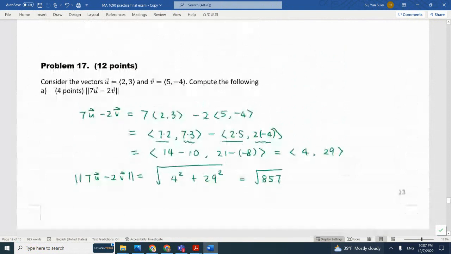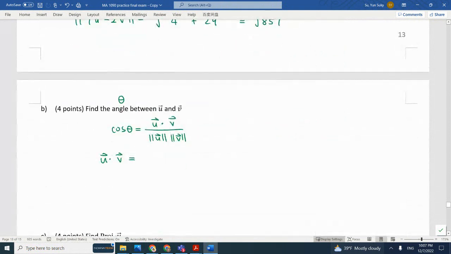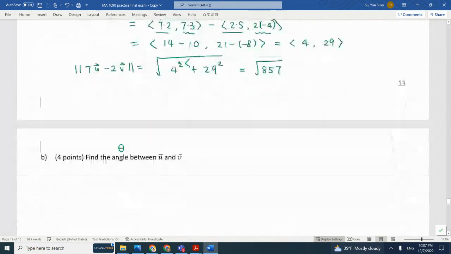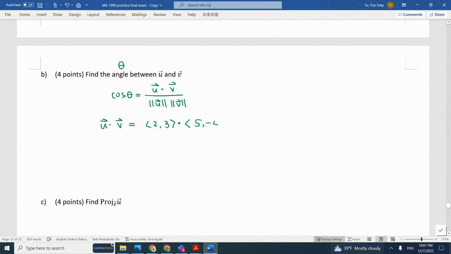So u dot v, where u is (2, 3) and v is (5, -4). Dot product means you multiply the first components, so 2 times 5, and add the product of the second components, 3 times -4. So this is how we compute the dot product. 2 times 5 is 10, 3 times -4 is -12. So the answer is -2.